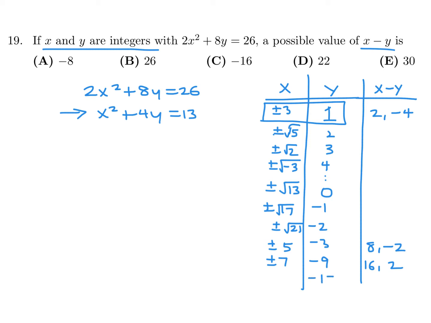How about minus 17? That's the next one that gives integer values for x. And this one gives 26 and 8. And there you go. 26 is one of the answer choices. So with a little bit of trial and error, we get B as the correct answer.